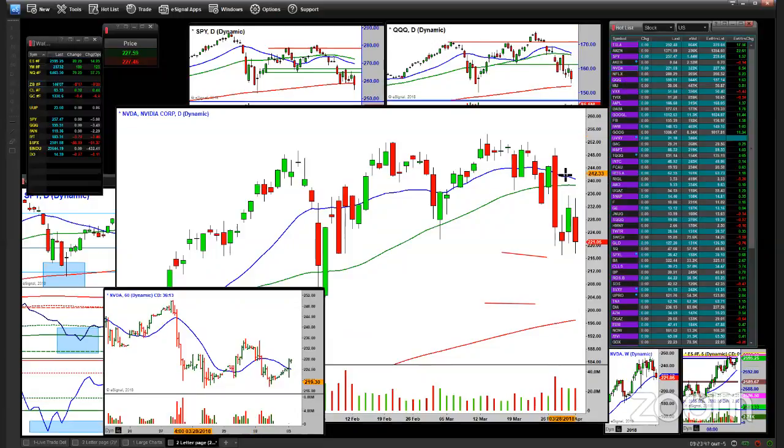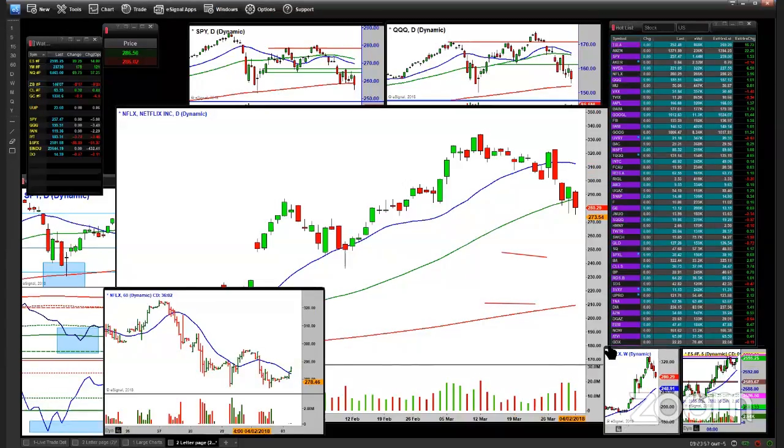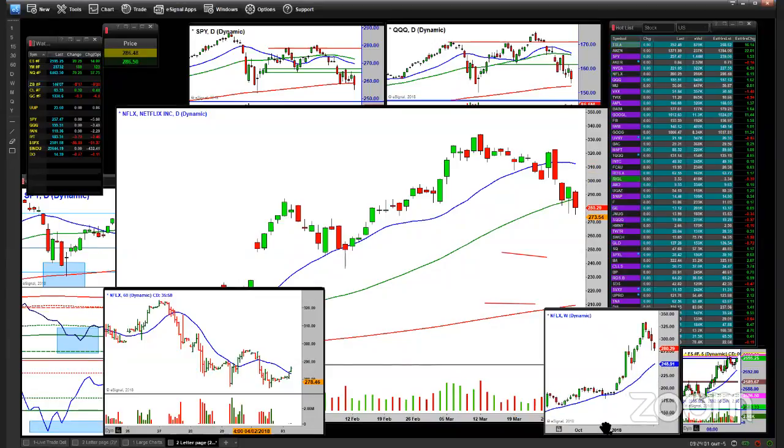So, NVIDIA, the semiconductors took a pretty good hit. Netflix, which had been stronger, coming back. So we'll see if this actually begins to turn. And I've got the weekly chart scrunched down over here. I like this, even though it's broken lower in the daily, because the weekly is in an uptrend and it's coming down to an area of minor support where it could form a reversal and then potentially turn back up again. Now, look at this weekly chart.